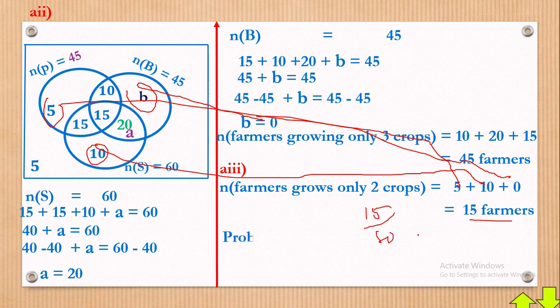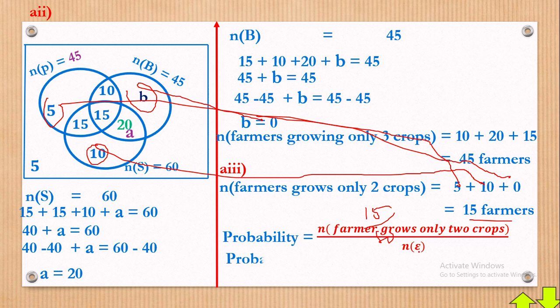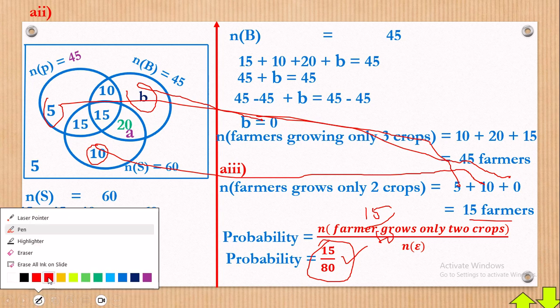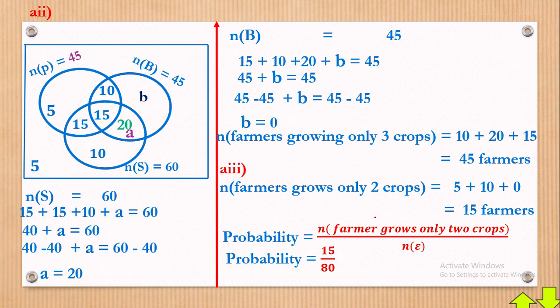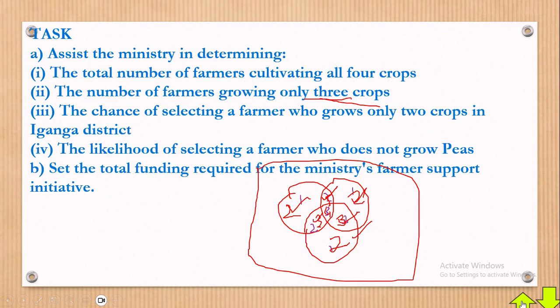So probability is given by the number of farmers who grow only 2 crops over the number in the universal, and that gives us the probability as 15 over 80. That's the chance. Please, you can divide this and have it in decimals strictly to 4 decimal places. Part A, Roman number 3 has been successfully answered. Let's go back to the question.